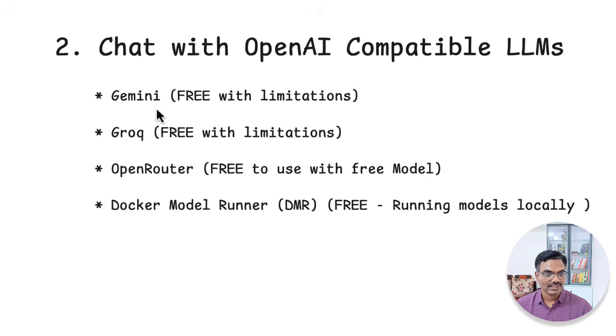So here I have listed a few OpenAI compatible LLMs that I am aware of. Gemini, Groq, OpenRouter. OpenRouter is not really an LLM in itself, but it acts as a facade and provides an OpenAI compatible API, and it delegates to other models, even non-OpenAI compatible models as well. And finally, there is Docker Model Runner. You can install Docker Desktop, and then you can pull the models from Docker Hub, and you will be able to run the models locally, and you can talk to them. So these are the options that I am aware of.